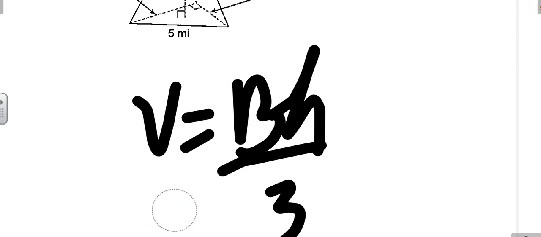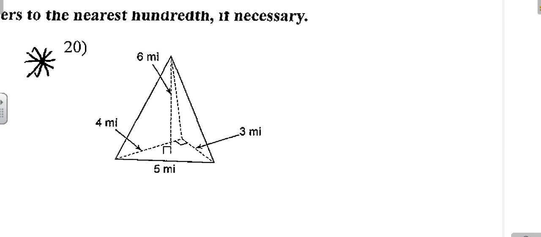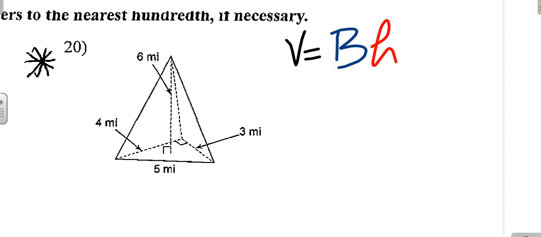So volume equals base times height over 3. Always shade your base. Always, always shade your base. That helps your brain register what the shape is. It is a right triangle.